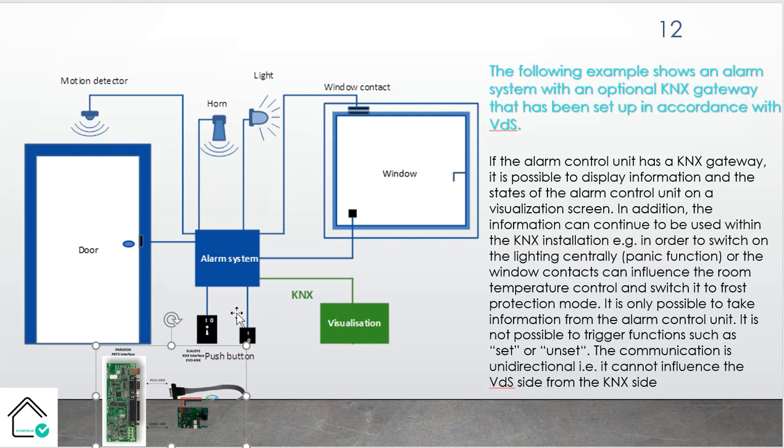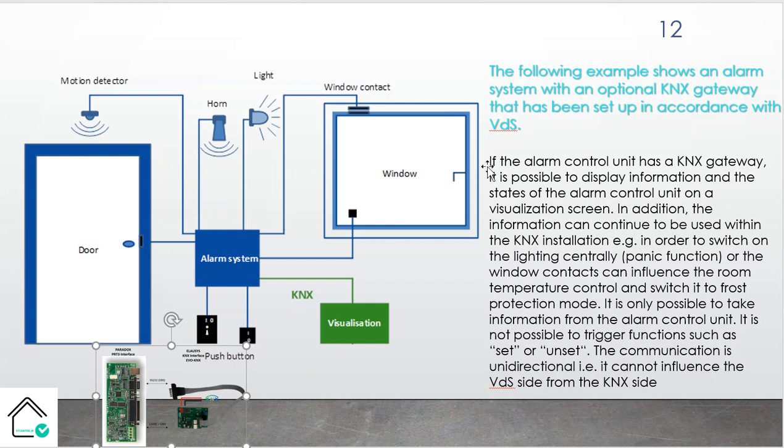So you can see here we have the window contact. It is going to the alarm system. You have the shock sensor on the window. It is going to the alarm system. You have the motion detector located on the ceiling. It is going to the alarm system. You have the horn and light, and this is the alarm, to see the visual red sign or hear the noise from the horn.